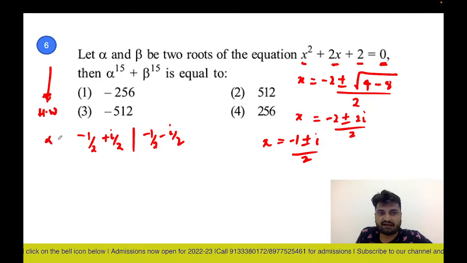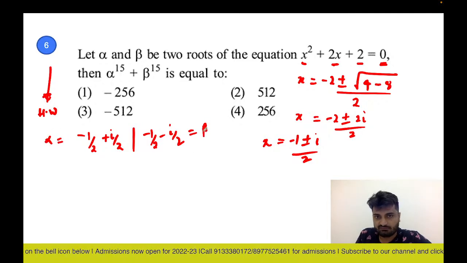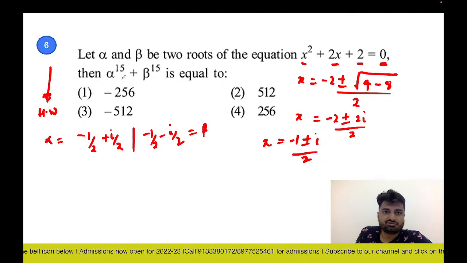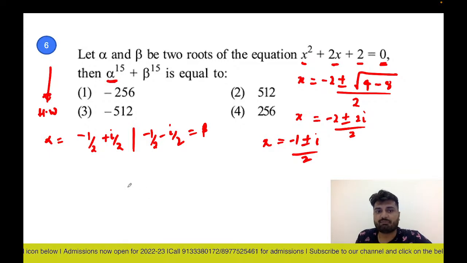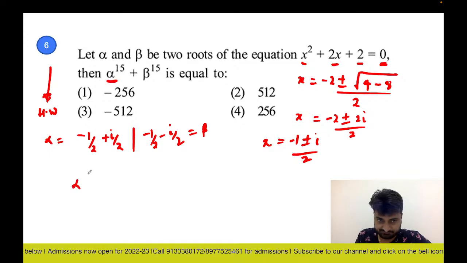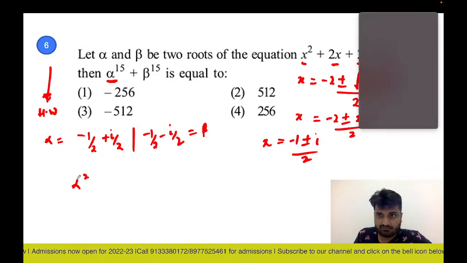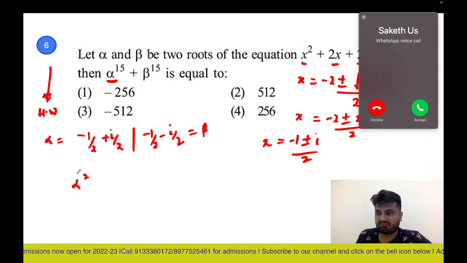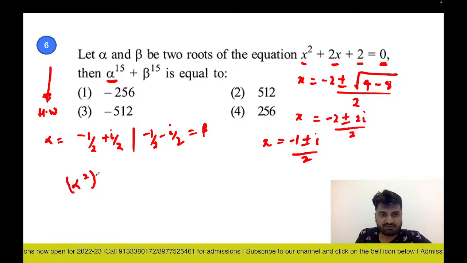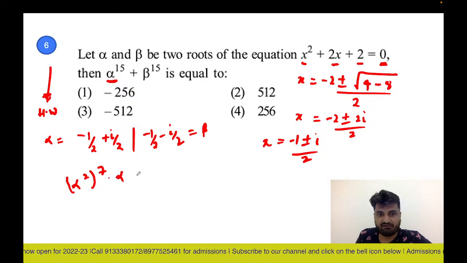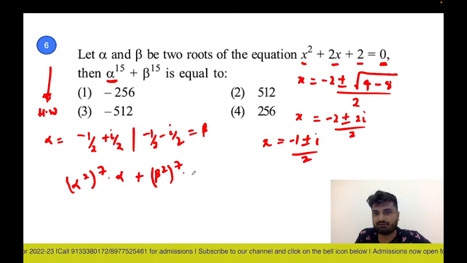So this you can take as the alpha value, and this you can take as the beta value. Alpha power 15, I can write it as alpha square whole power 7 into alpha. And this you can write as beta square whole power 7 into beta.